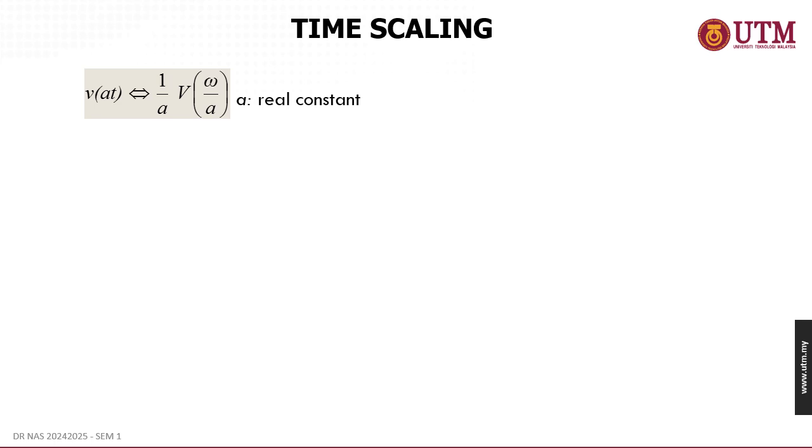Okay, let's look at the first property of Fourier transform, which is time scaling. If you still remember, if there are changes inside the bracket, it is a time-based operation. In this case, the signal is being scaled by a in the time domain. So what happens in the frequency domain? The signal in the frequency domain, V omega, is modified in amplitude and also in frequency.